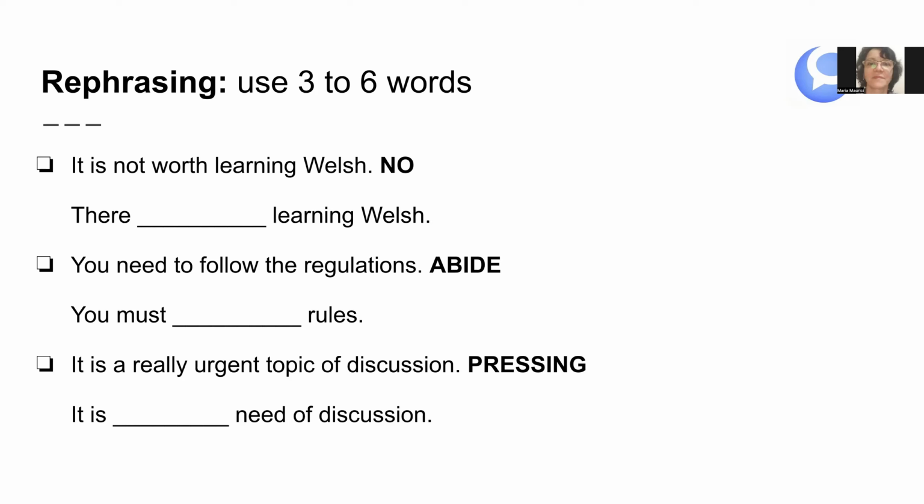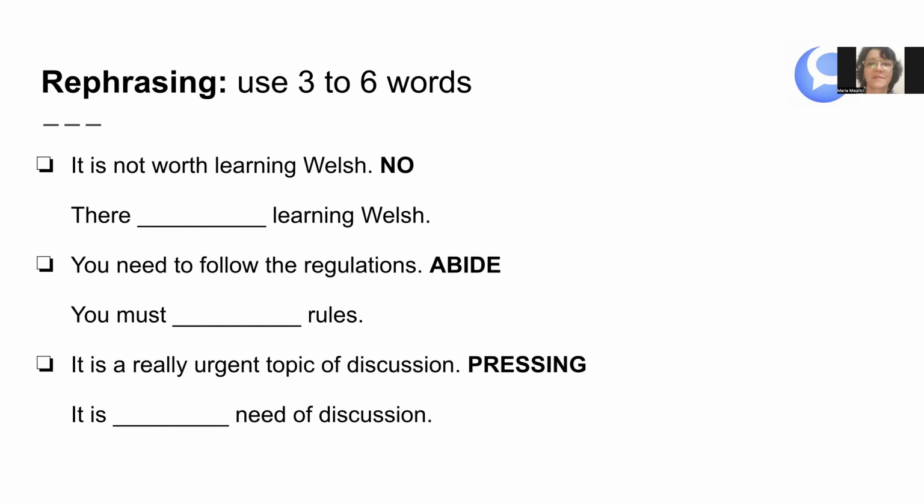Now we need to use pressing. You cannot collocate pressing with topic. A pressing topic does not make sense. So it is a pressing issue. Issue, yeah, it collocates with issue. A pressing issue. Now, what we need now, we are missing something with need of.